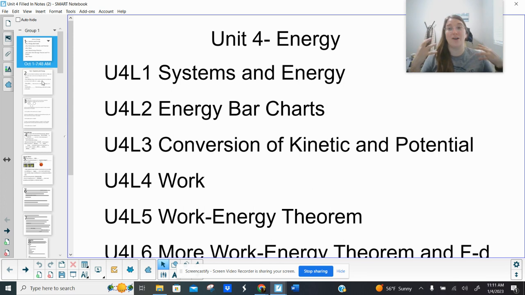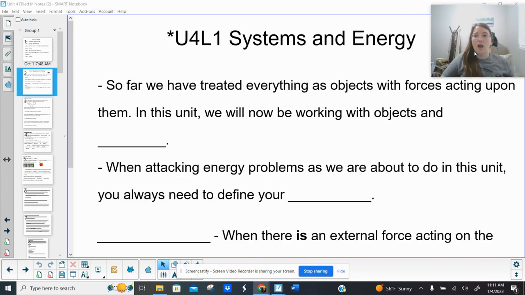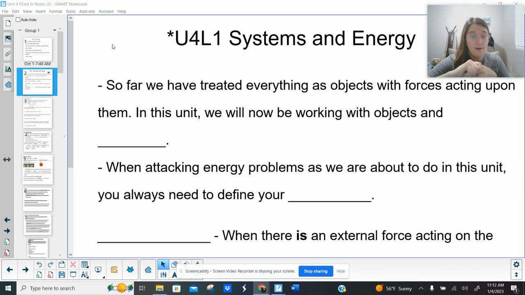So let's go ahead and start talking about energy. We've learned so far about kinematics, how things move. We've learned about forces, and we've learned about circular motion as well. So this unit is starting to talk about the energy of motion, transferring energy between objects, stuff like that. So far, we've treated everything as objects with forces acting on them, right? An FBD is all the forces specifically acting on a single object.